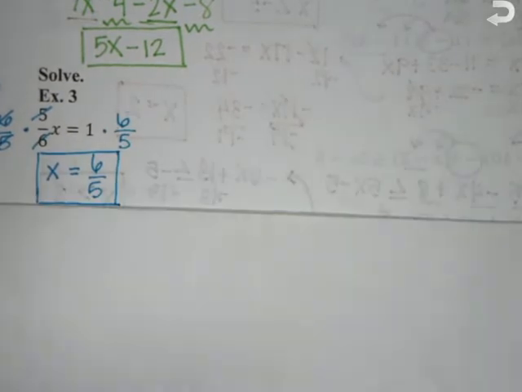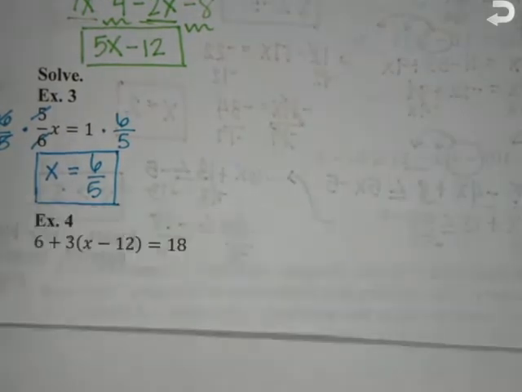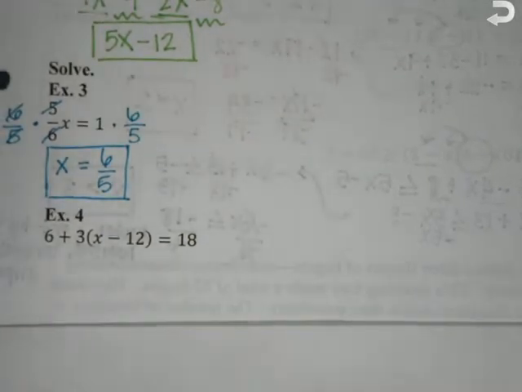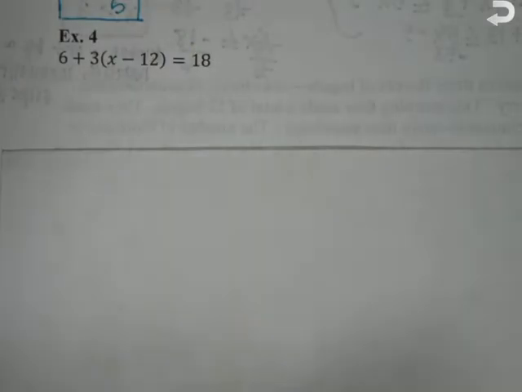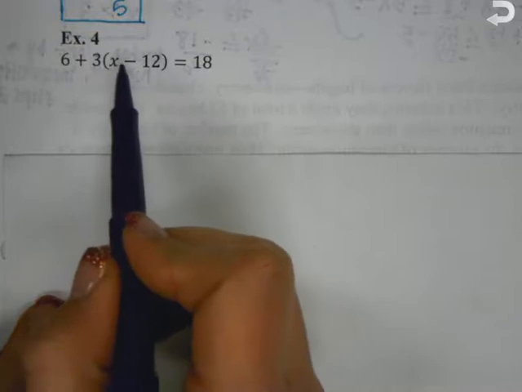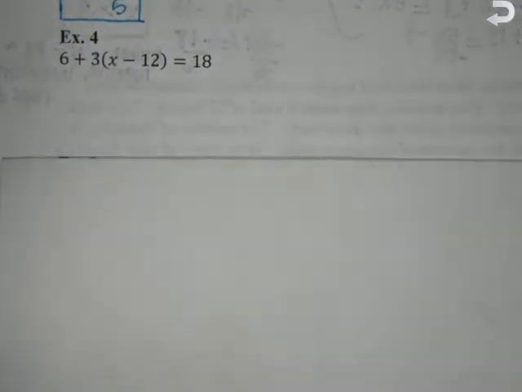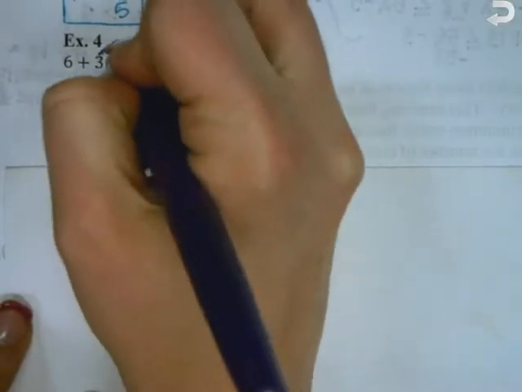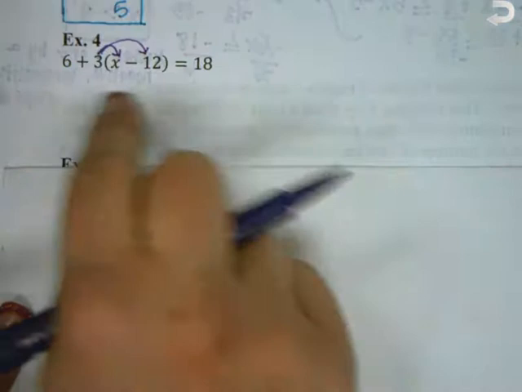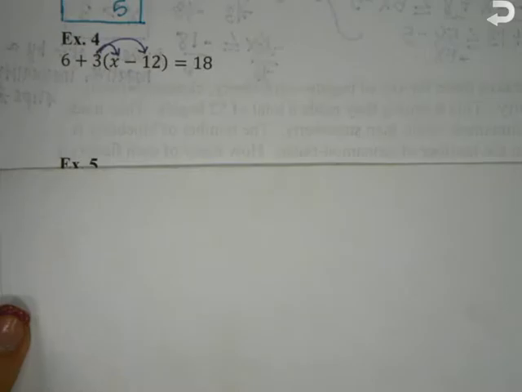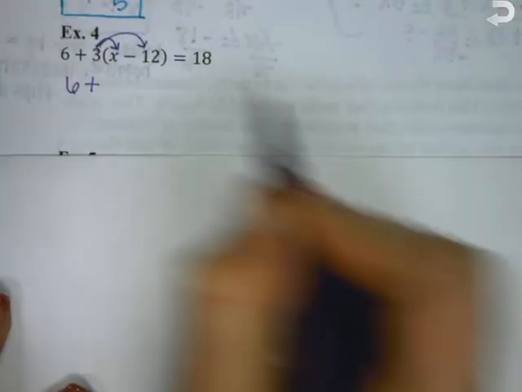Example 4. 3 times x minus 12 equals 18. What should I do first? Good. Let's distribute. We want to simplify the left-hand side before we start solving. So we want to get all the terms as small as possible first. So that would be 6 plus what? 3x minus, good, minus 36 equals 18.